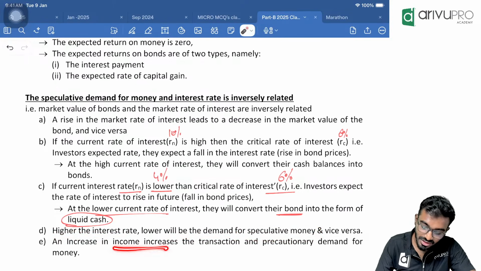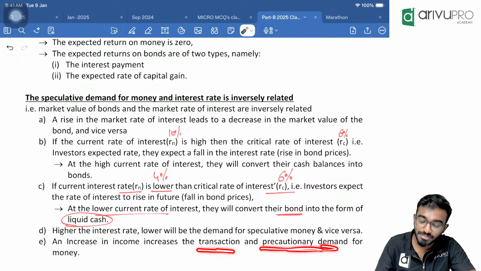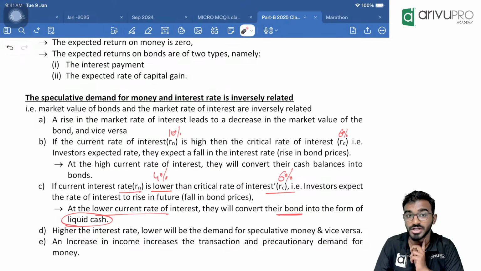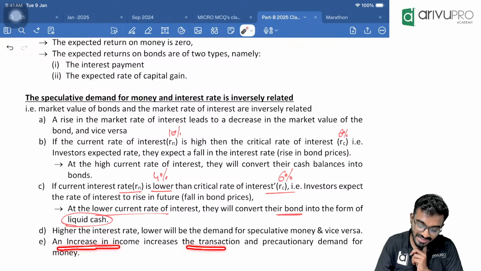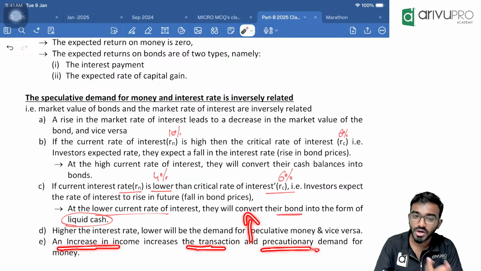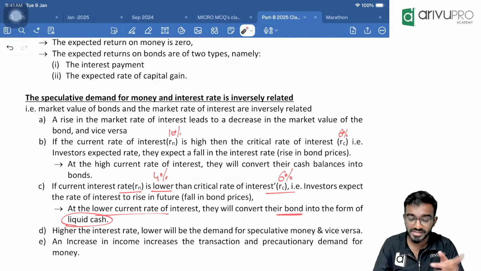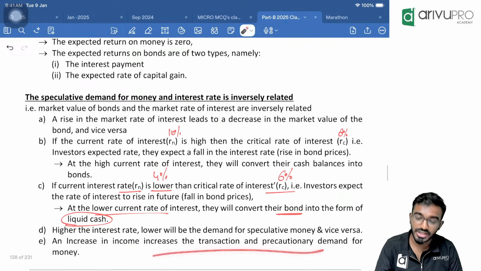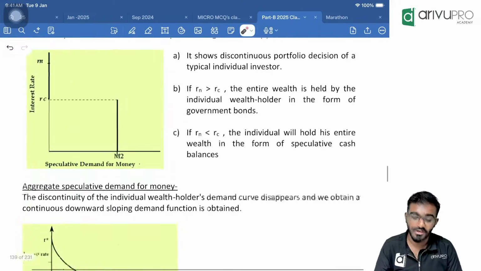An increase in income will also increase the transaction and precautionary purposes, the first two purposes, which are dependent on income. When your income goes up, the transaction purpose and precautionary purpose will also go up. But the speculative motive is dependent on interest rate, not on income. Clear? So this is speculative demand for money.